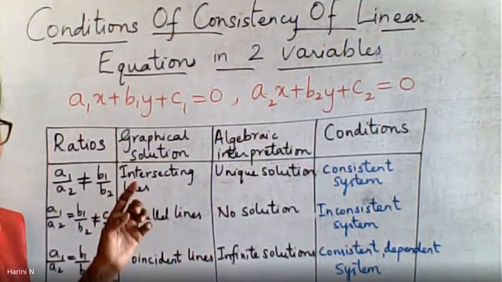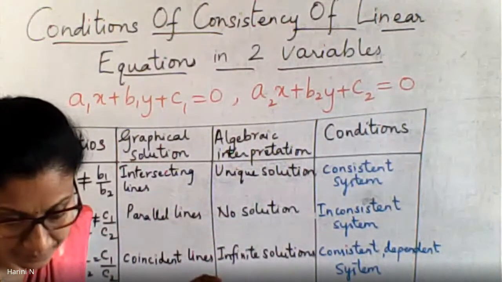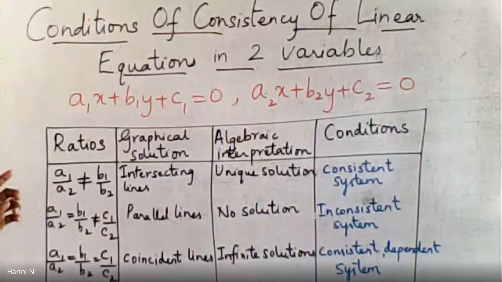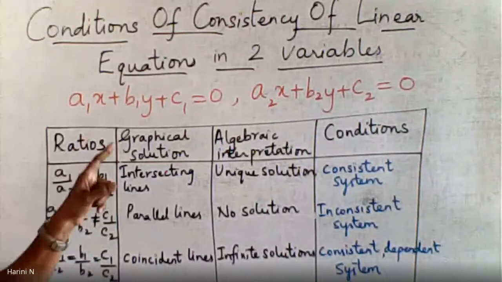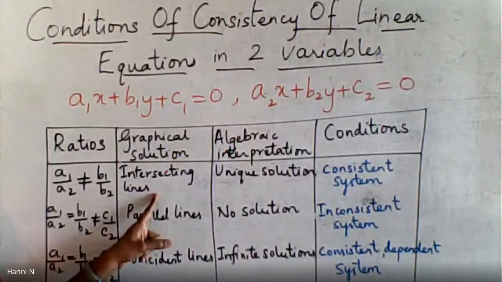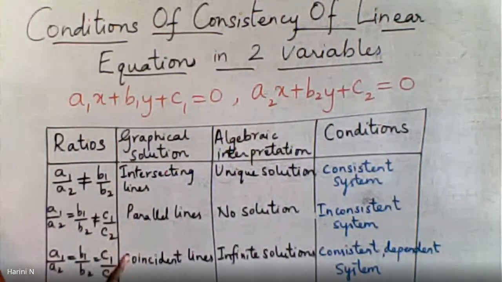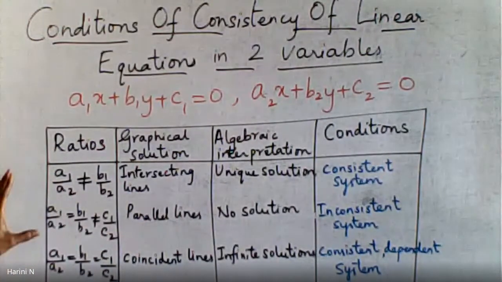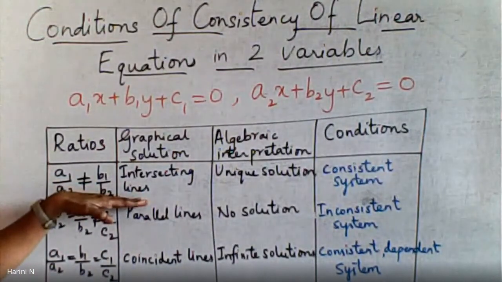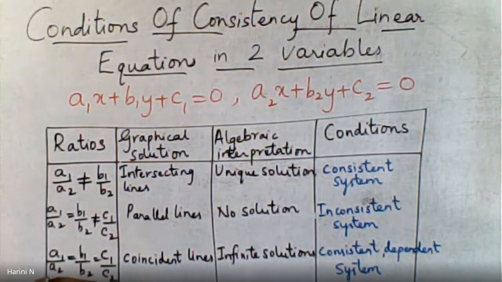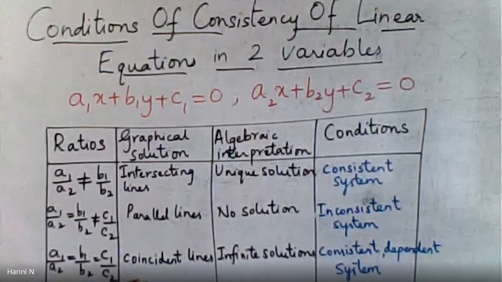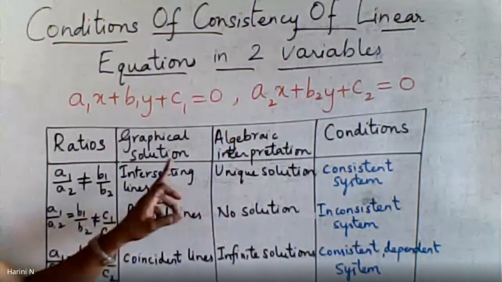When you are given two equations, even without drawing the graph, you should be in a position to decide what kind of graph you are going to get. It can be intersecting, parallel, or coincident. There is a unique ratio which has to be satisfied for the equations to become intersecting, parallel, or coincident.